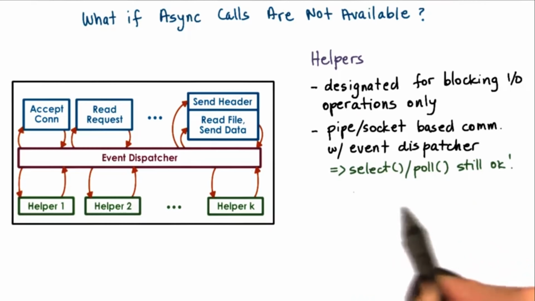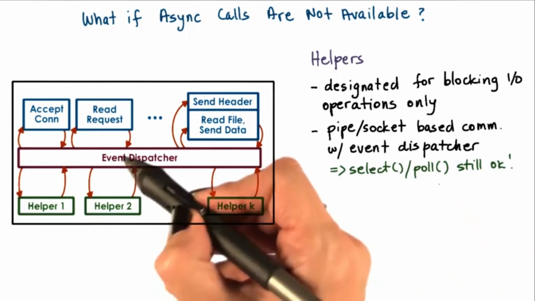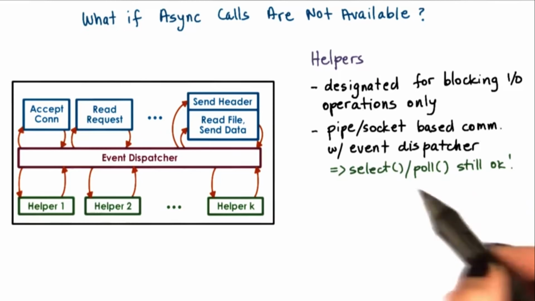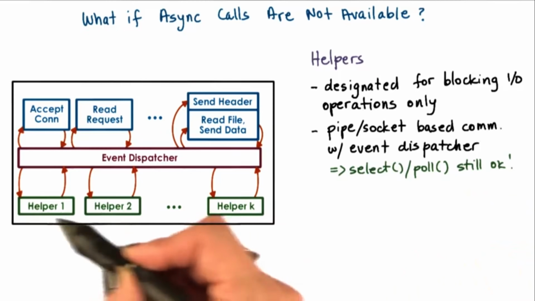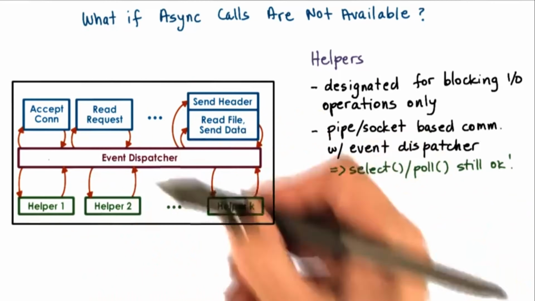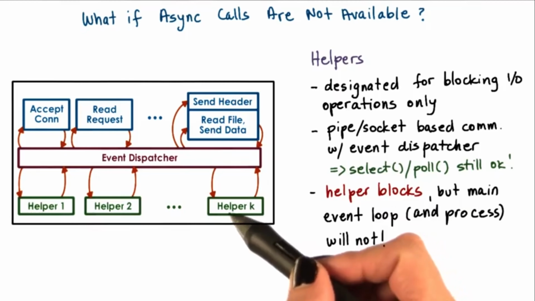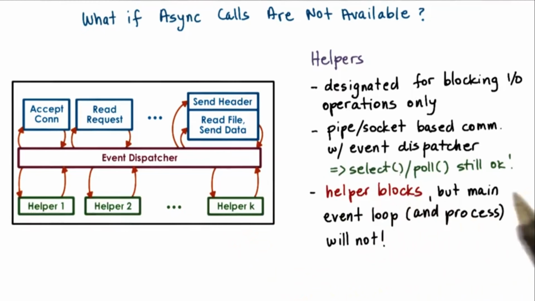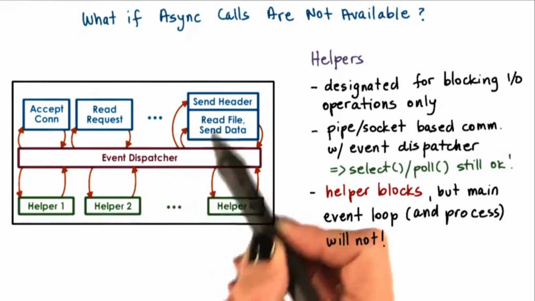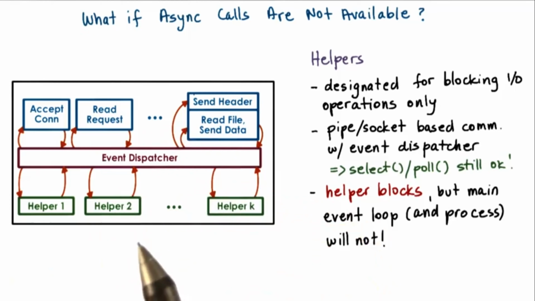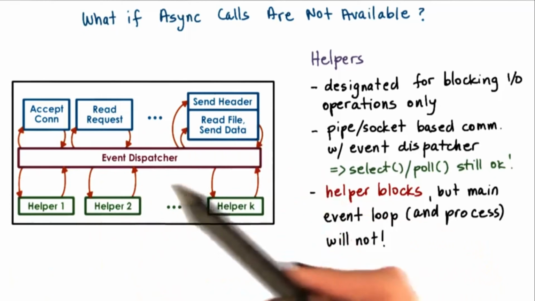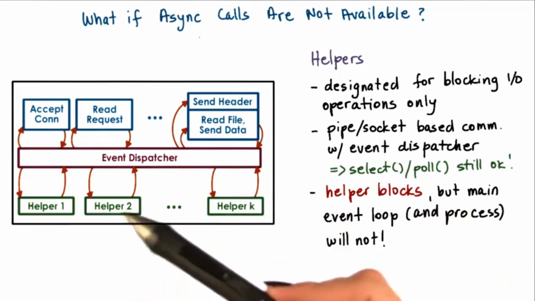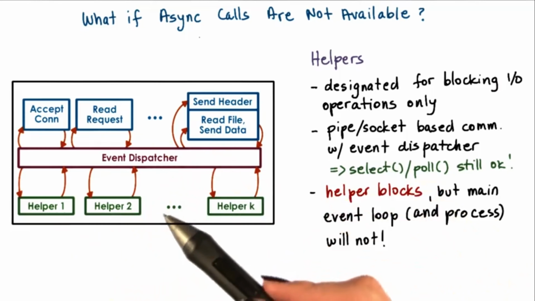So the same kind of select or poll mechanism that we mentioned can be used for the event dispatcher to keep track of various events that are occurring in the system. This interface can be used to track whether the helpers are providing any kind of events to the event dispatcher. In doing this, the synchronous I/O call is handled by the helper. The helper will be the one that will block, and the main event dispatcher and the main process will continue uninterrupted. So this way, although we don't have asynchronous I/O calls, through the use of helpers, we achieve the same kind of behavior as if we had asynchronous calls.